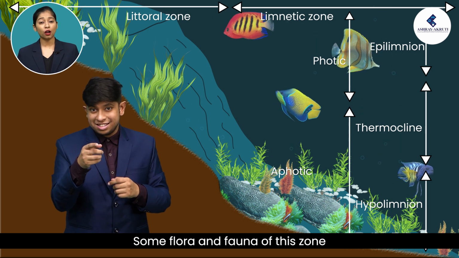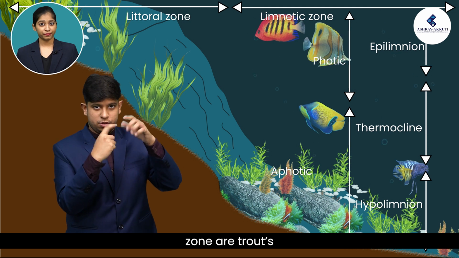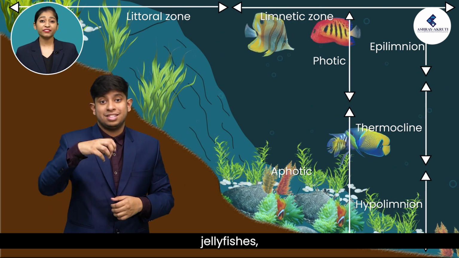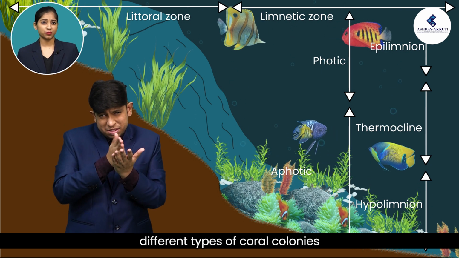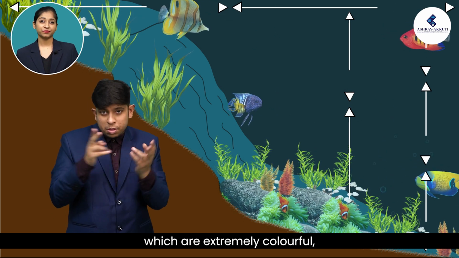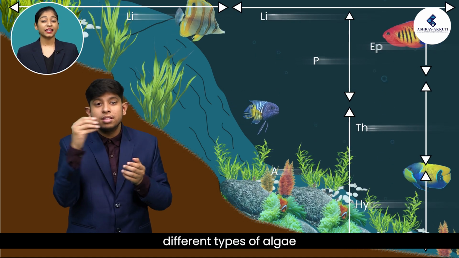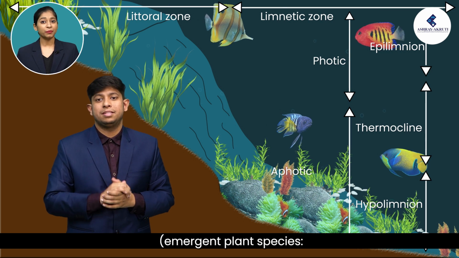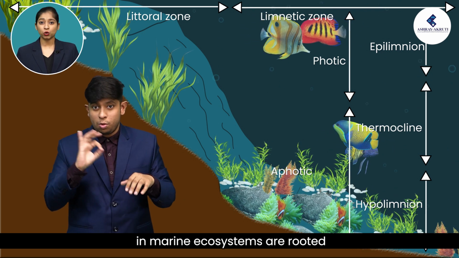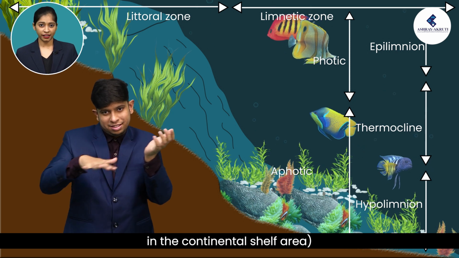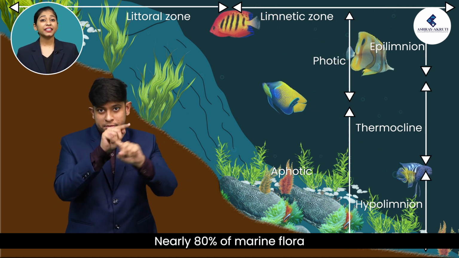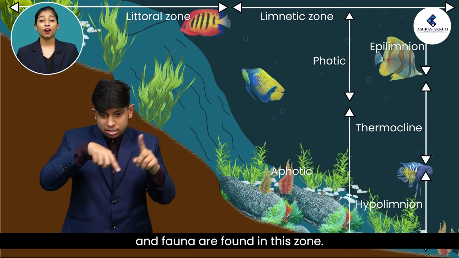Some flora and fauna of this zone are trouts, herrings, dolphins, jellyfishes, different types of coral colonies, which are extremely colorful, different types of algae and sea grasses, emergent plant species rooted in the continental shelf area, diatoms, etc. Nearly 80% of marine flora and fauna are found in this zone.